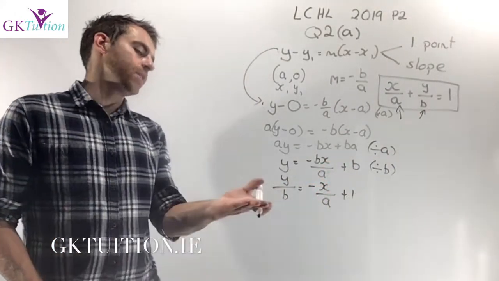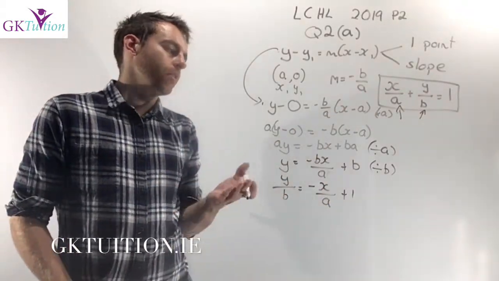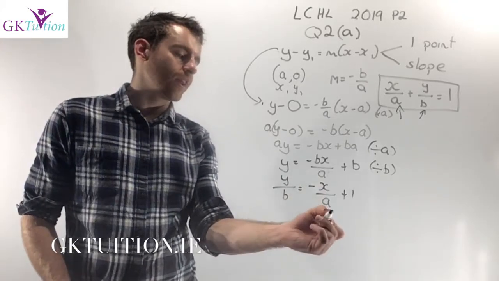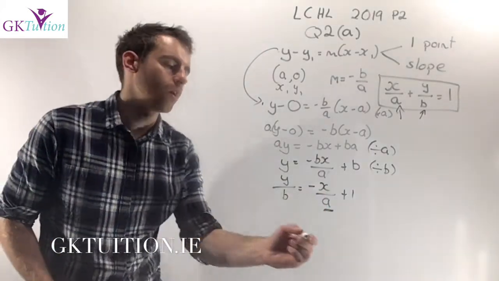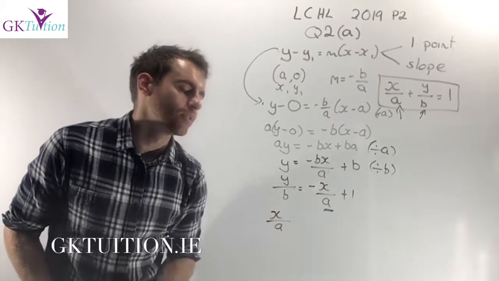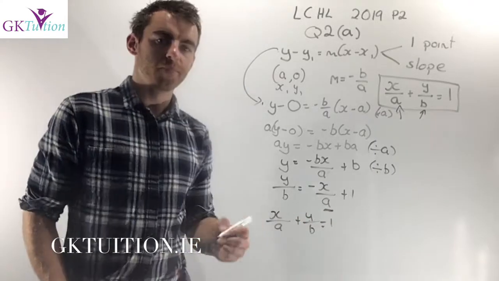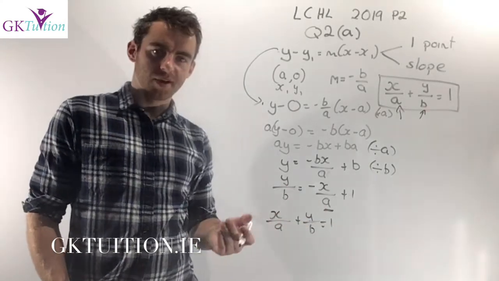And now, happy days, because the three terms I have here look very similar to what I'm looking for. The only thing I need to do now is take the second term and bring it across the equals sign. Obviously if it's a minus on the right, it becomes a plus on the left. So I can say that x over a plus y over b is equal to 1. And that's what I was asked to prove, and that's my final answer.